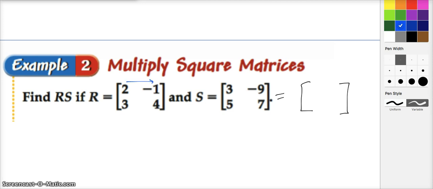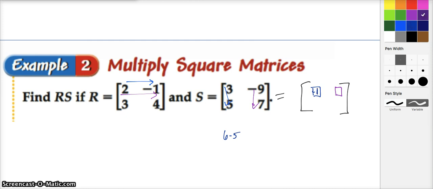Remember, I always draw my little arrows. It kind of helps me out. So I'm going to do that one times that one, this one times this one, and that's going to give me the first two entries in my matrix. So 2 times 3, I'm doing this first one in blue, 2 times 3 is 6. -1 times 5 is -5. So that is 1. I get a 1 for that entry.